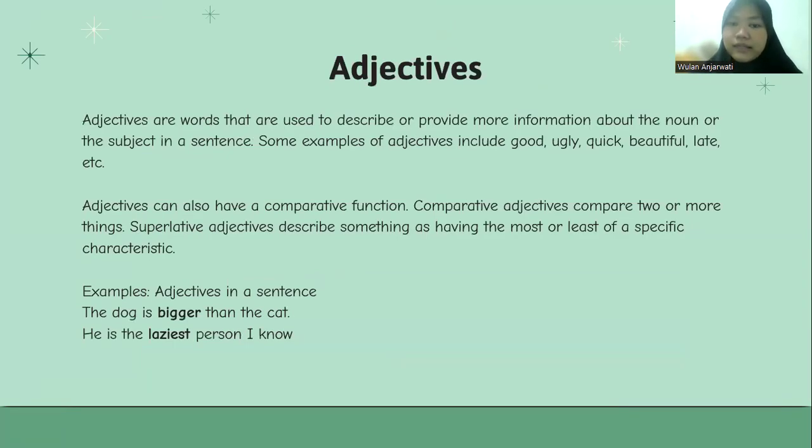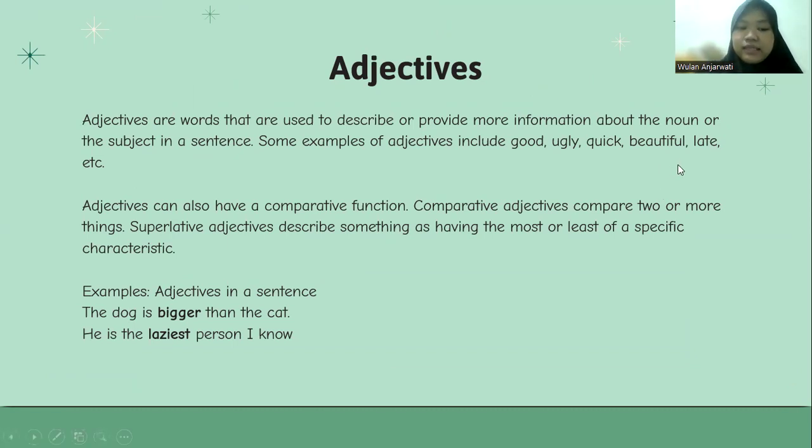Okay, next, adjective. Adjectives are words that are used to describe or provide more information about the noun or the subject in a sentence. Some examples of adjectives include good, ugly, quick, beautiful, red, and others. And adjectives can also have a comparison function. Like, there is a comparative adjective, which compares two or more things, and a superlative adjective, which describes something as having the most or least of a specific characteristic.